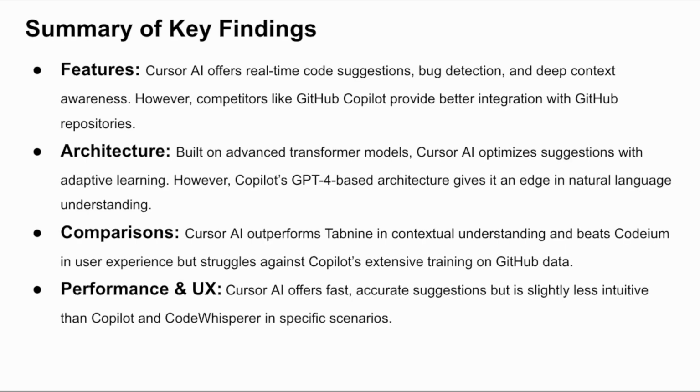Before we deliver our final verdict, let's summarize the key findings. We analyzed Cursor AI across features, architecture, comparisons, and overall performance. Cursor AI provides strong real-time code suggestions and bug detection, but faces stiff competition from GitHub Copilot and its GitHub integration. While its architecture is sophisticated, Copilot's GPT-4 backbone gives it an advantage. Against other competitors, Cursor AI excels in contextual understanding but has areas to improve in usability and performance. With this in mind, let's move on to our verdict.